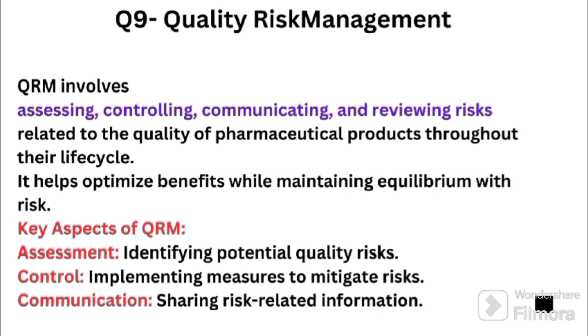The key aspects of QRM are assessment, that is identifying the potential quality risk, then control, that is implementing the measures to mitigate the risk, then communication, sharing the risk related information.